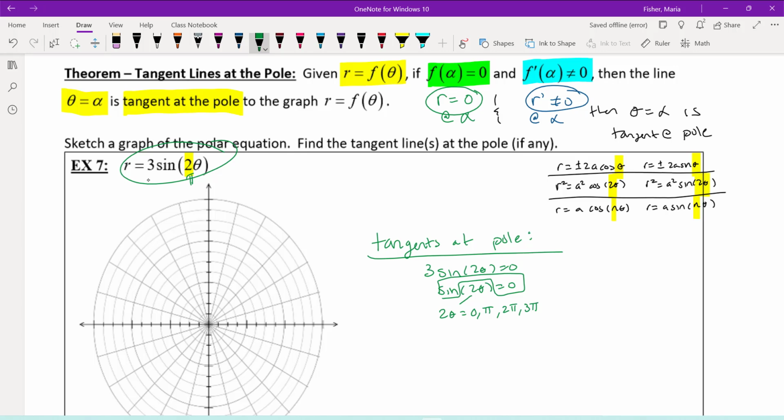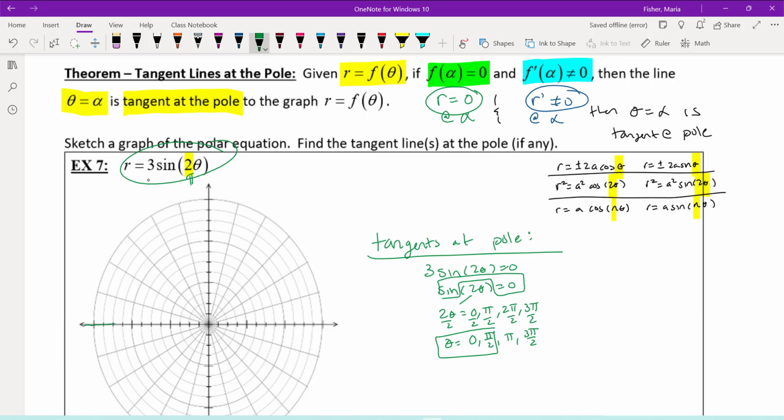So to solve for theta, I divide by 2, so I'm dividing everything by 2 here. And theta would equal 0 divided by 2, which is 0. Pi divided by 2 is just pi over 2. 2 pi divided by 2 is pi, and 3 pi over 2. Now, let me show you why it's really only the first 2 answers. We do need to check it, but we'll talk about that in a second.